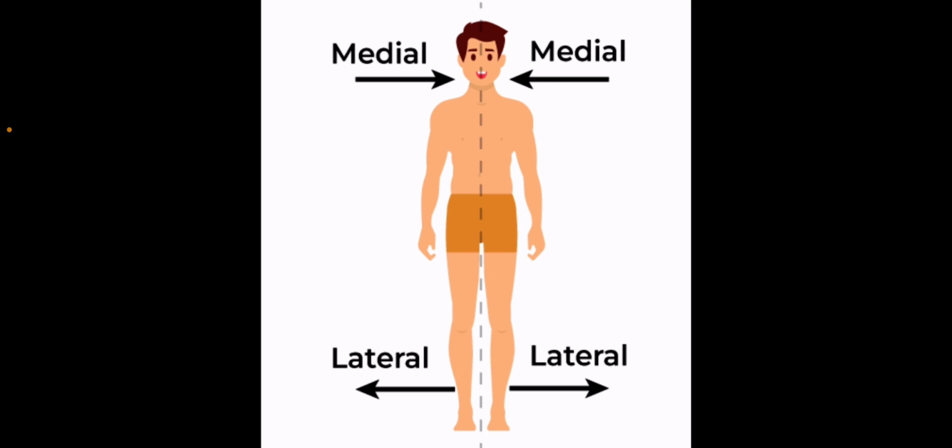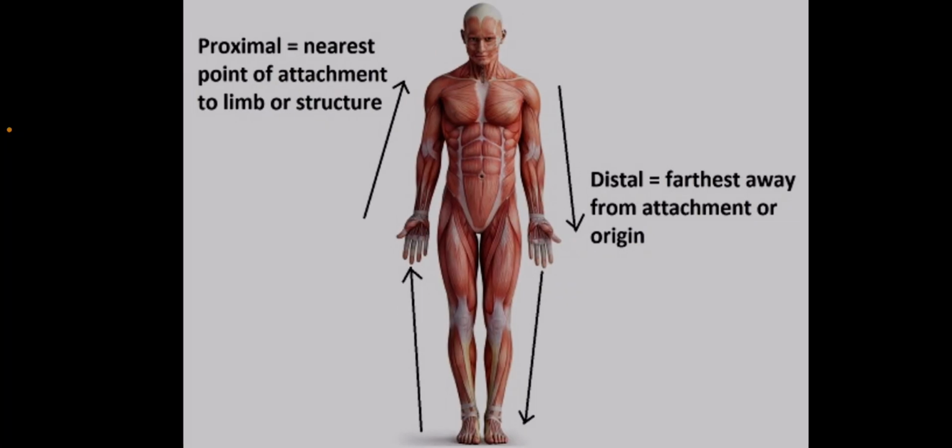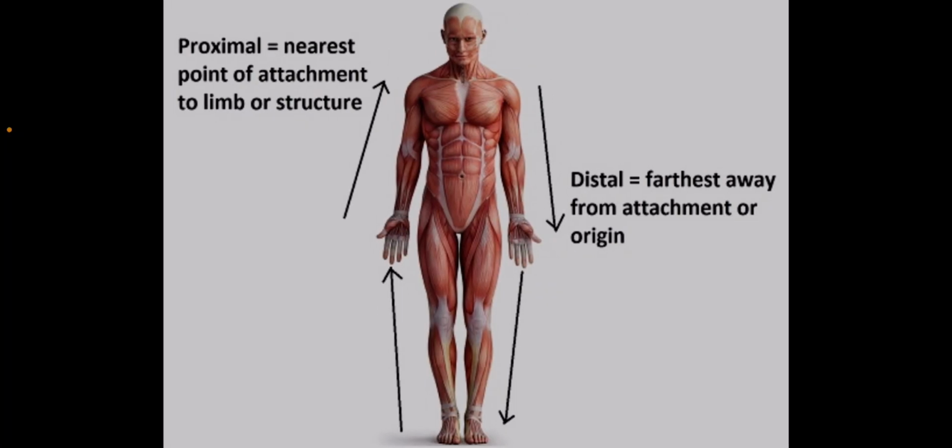Our next example is proximal versus distal. Proximal versus distal is usually used for mostly limbs. Proximal means closer to the body center. So an example of that is the shoulder is proximal to the fingers, while distal means farther from the body center. So an example of that is the toes are distal to the knees.